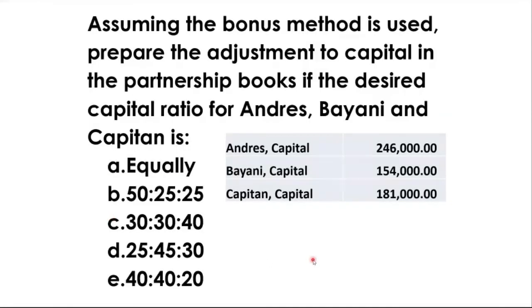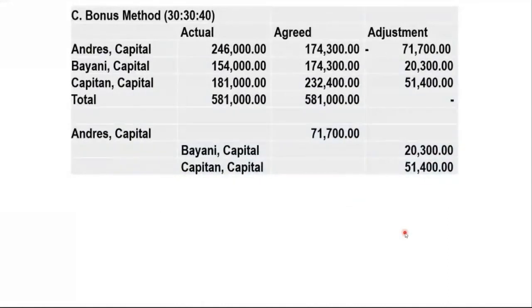Okay, so letter C now we have 30, 30, and 40 for Andres, Bayani, and Kapitan. Okay, so we go to letter C, bonus method tayo, wherein the desired ratio is 30, 30, 40. So what we're going to do is the same pa rin, actual plot natin, agreed will be computed based on the ratio provided. So the total capital, you multiply it by 30%, you will get this amount. Both for Andres and Bayani kasi parehas naman silang 30%. Tapos 40% kay Kapitan. So that's going to be 232,400. So what will be the adjustment? Babawasan natin si Andres ng 71,700. Dagdagan natin si Bayani at saka si Kapitan ng 2,300 at 51,400.